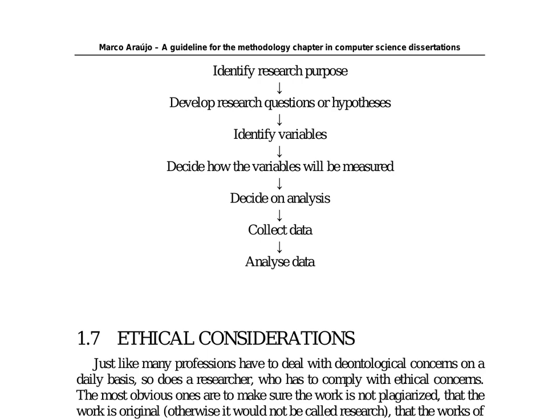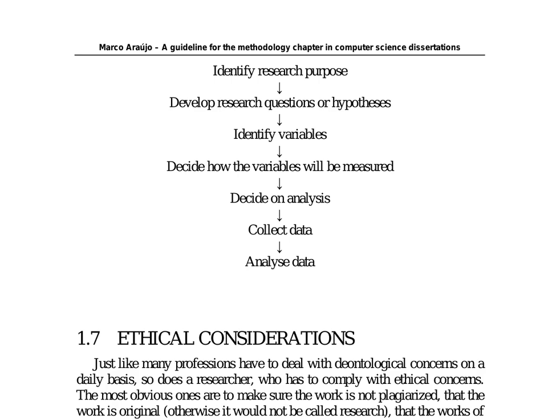Here is the combined summary. In the methodology chapter of a computer science dissertation, it is essential to identify the research purpose, develop research questions or hypotheses, identify variables, and decide how to measure and analyze them. The researcher must also collect and analyze data, ensuring that ethical considerations are addressed throughout the process.